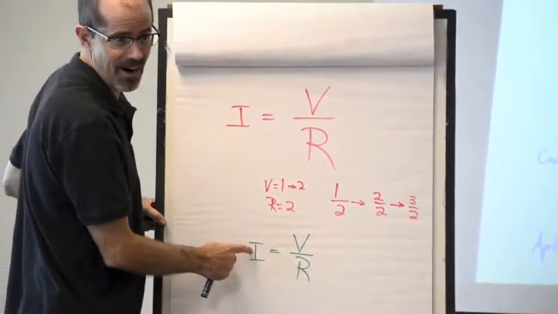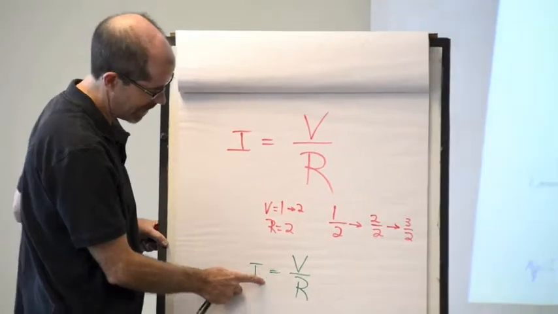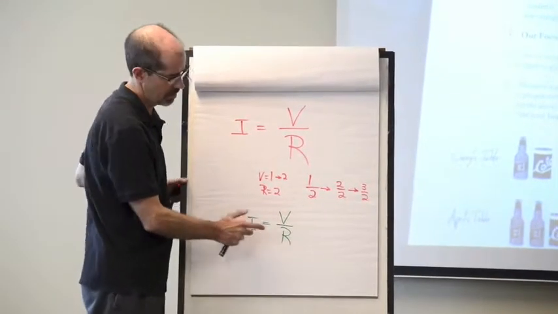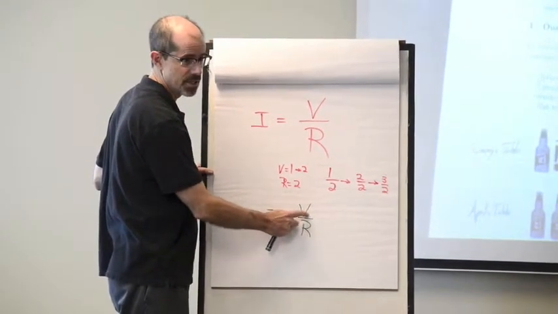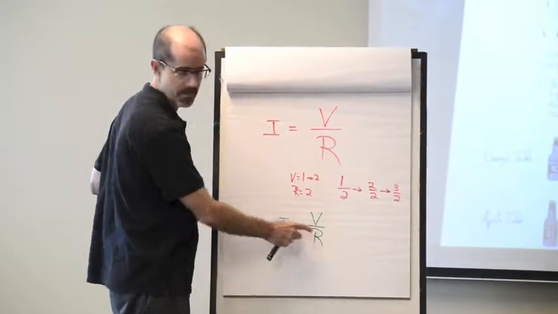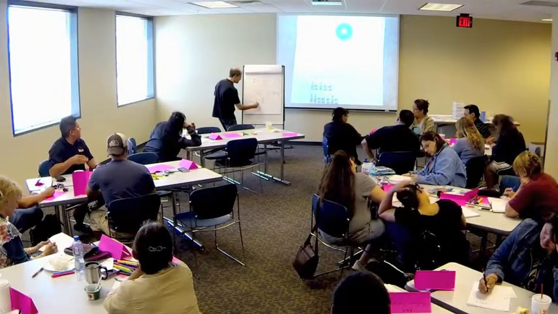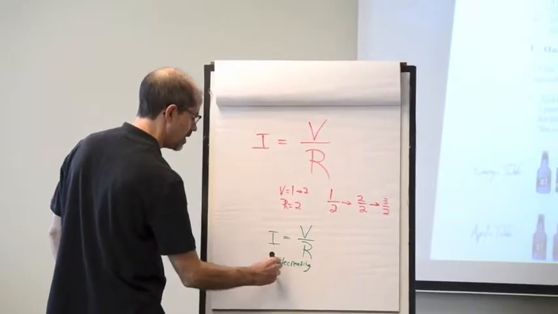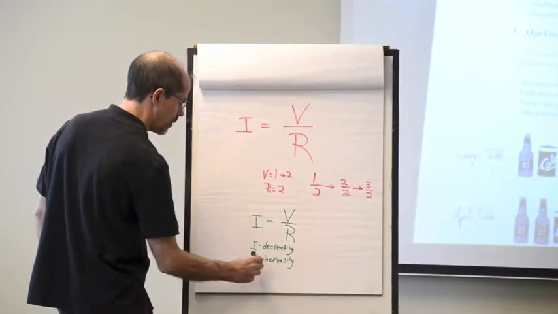All right, I is decreasing. V is increasing. What's happening to R?